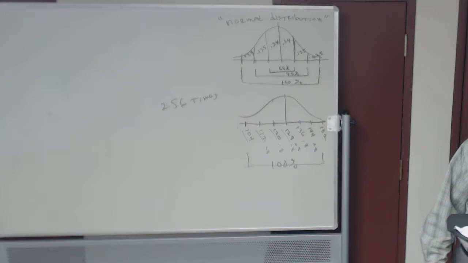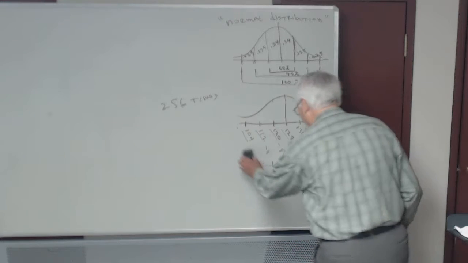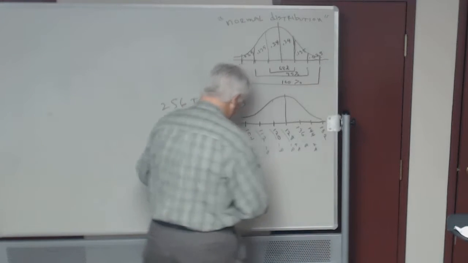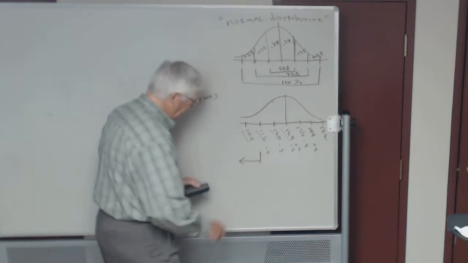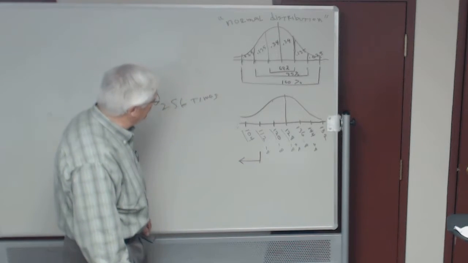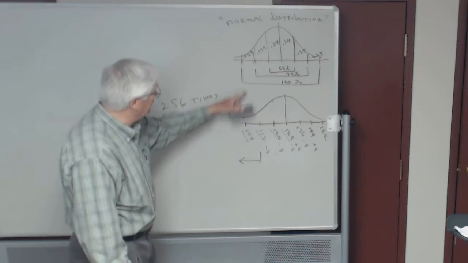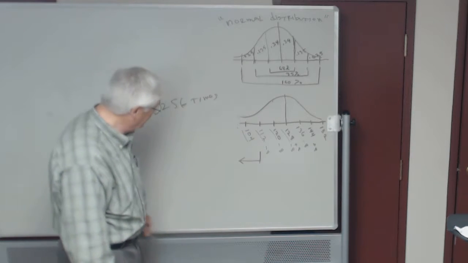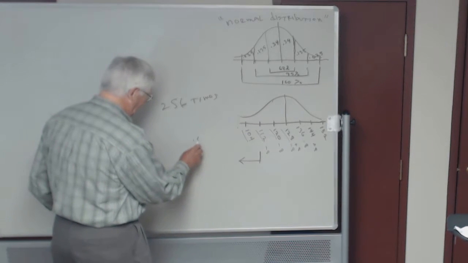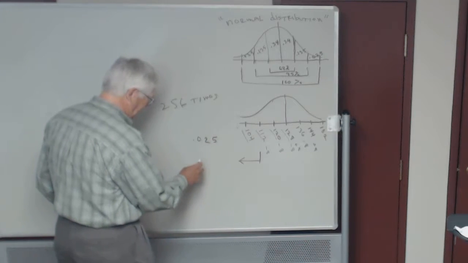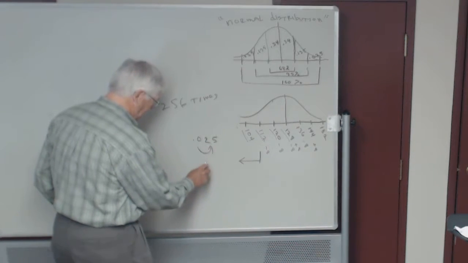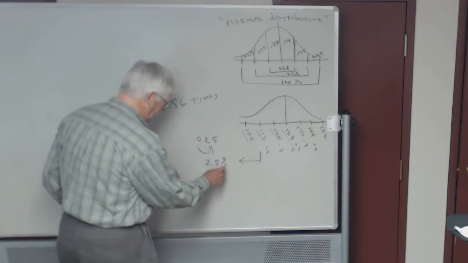Okay, that's 6A. What's 6B? What's the probability that heads will occur fewer than 112 times? Here's 112. Fewer than 112 times. Isn't that 0.025? Between 152 and 104 is 100%. So 0.025 is the probability, or 2.5% of the time.